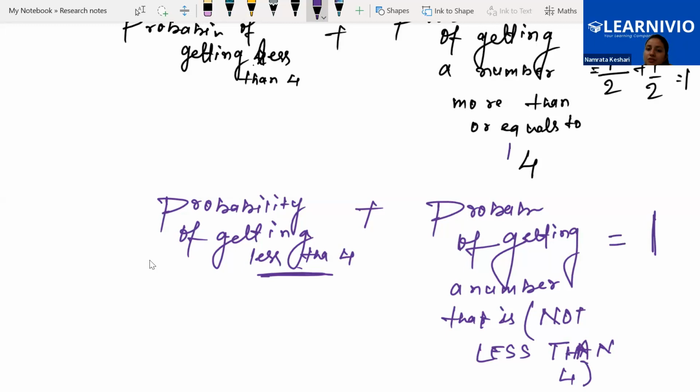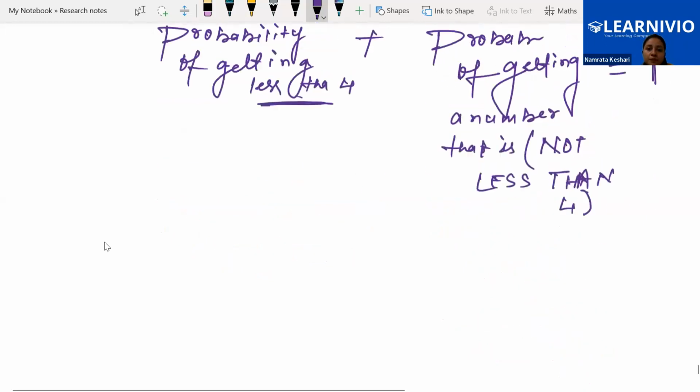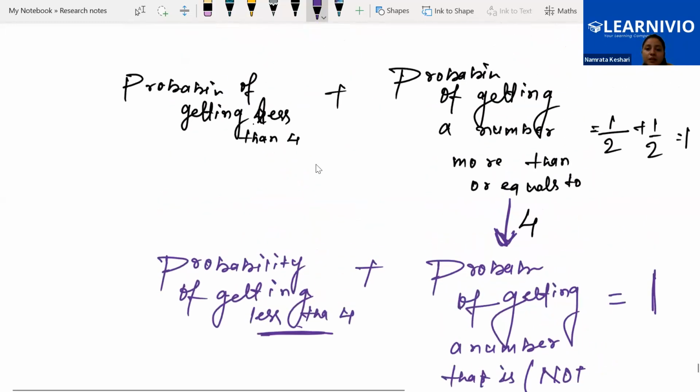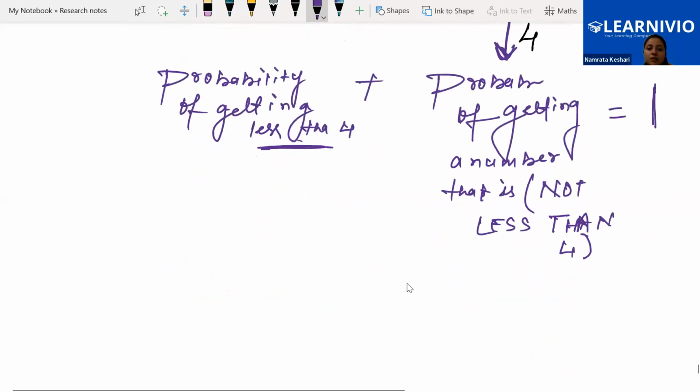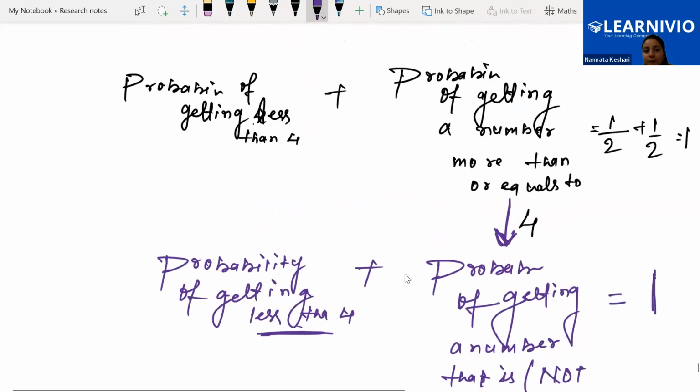We can write it this way also. Yes or no? The above statement, that is greater than or equal to 4, can we write it this way also? Not less than 4. Not less than means what? Greater than only or equal to only. Yes or no? Getting it? The above statement, we can write it this way also. Are you getting it?